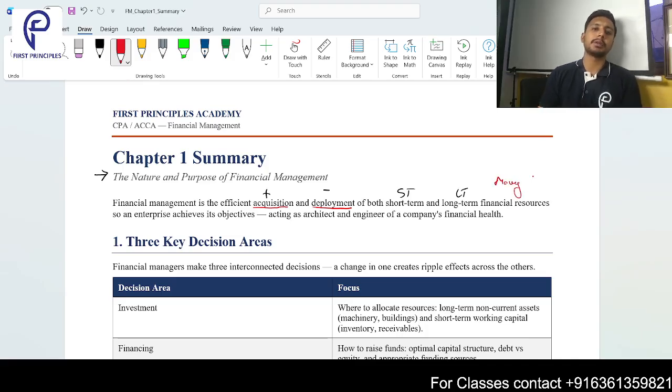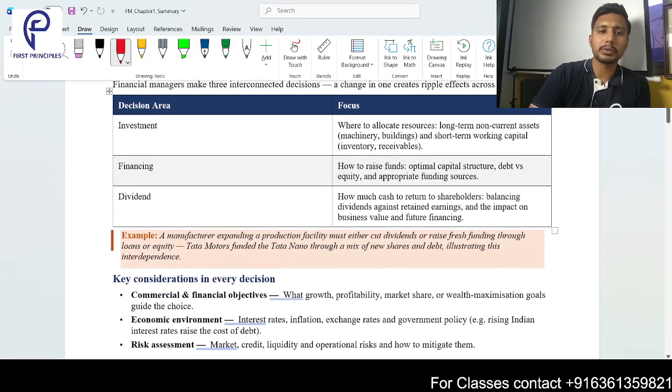So what you're doing is you're allocating short-term and long-term financial resources, and anything related to getting them, raising them, either take it from the bank, from the shareholders, from lenders, getting it and then deploying it, for both short-term and long-term financial resources. Why? So that an entity or an enterprise can achieve its objective. That's what financial management is: the efficient acquisition and deployment of short-term and long-term financial resources.